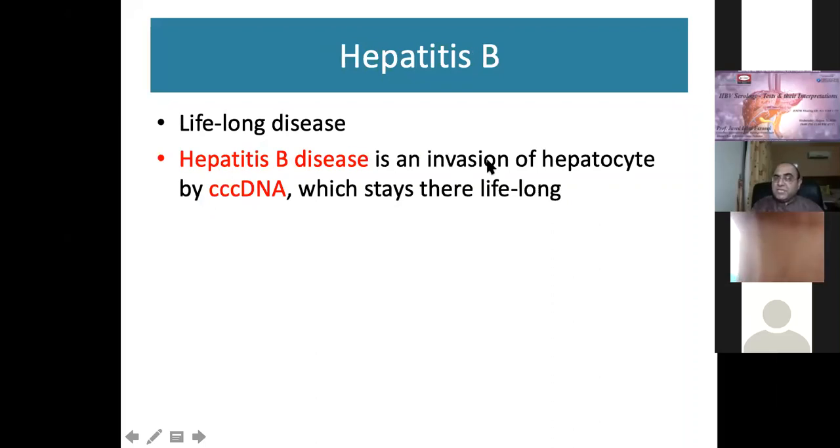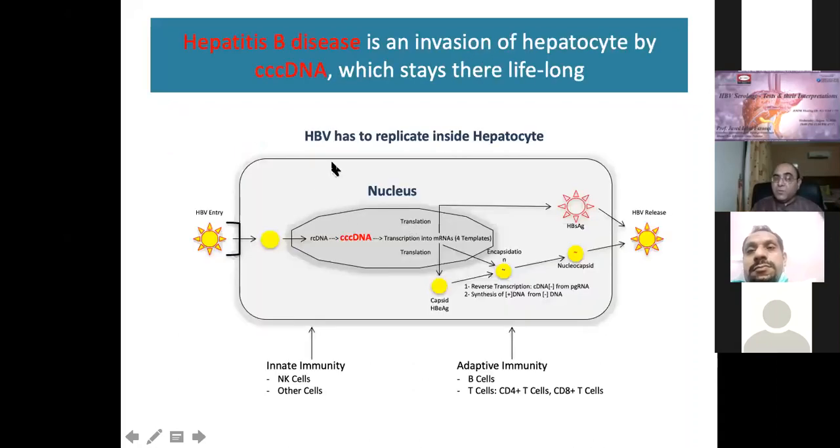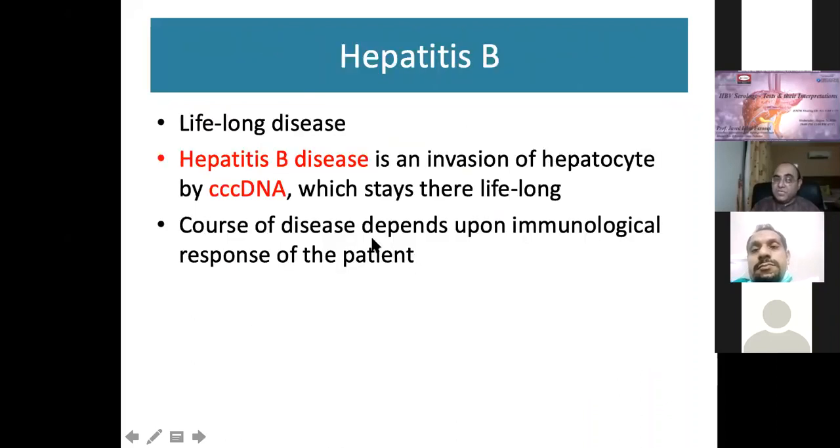Hepatitis B disease is an invasion of hepatocytes by cccDNA, which stays there lifelong. What do I mean by this? When the hepatitis B virion enters the hepatocytes, in the nucleus the cccDNA forms, and this forms lifelong. This is the reason that this is a lifelong disease, which I said. The course of disease depends upon the immunological response of the patient.